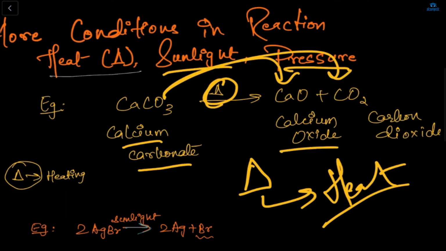Okay. So when CaCO3 is heated, we get two things, CaO and CO2, which are calcium oxide and carbon dioxide, right? So this symbol shows that the heating process is going on within this equation. When CaCO3 is heated, CaO plus CO2 is formed. Ma'am, carbon dioxide will be released in the form of gas.